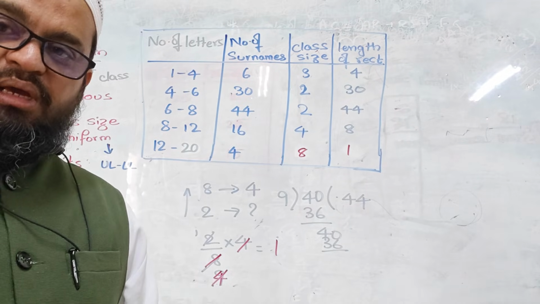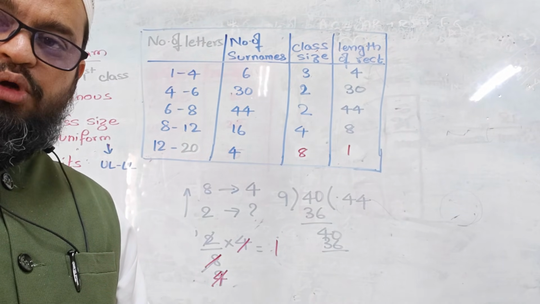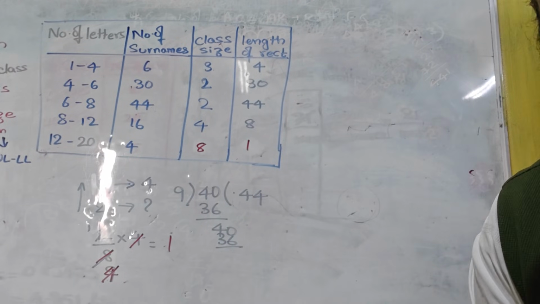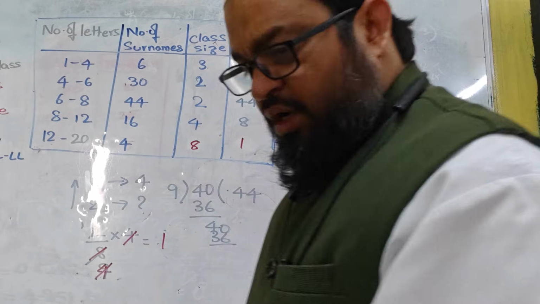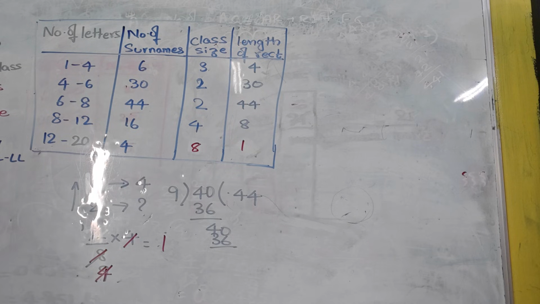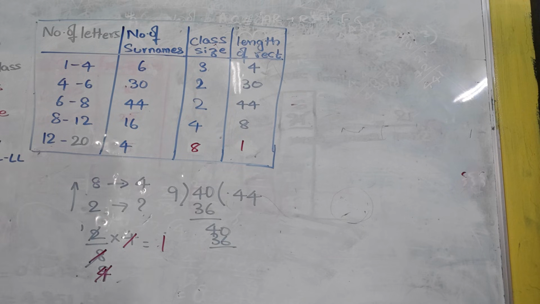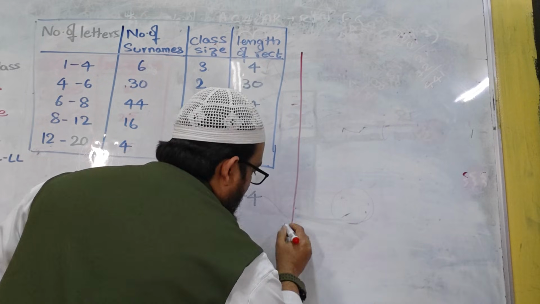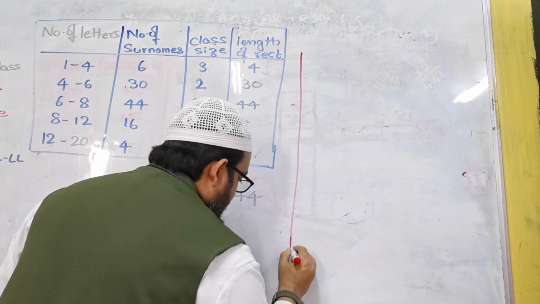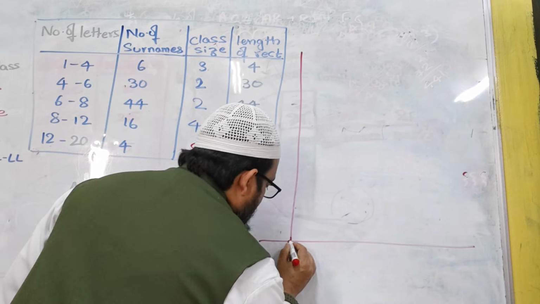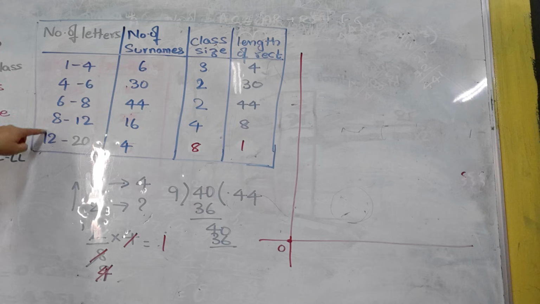So now let me erase and draw the graph for you, or let me check whether I have place here. Yeah, I think this place is enough to draw the graph. You have to take the lower limits: 1, 4, 6, 8, 12. They are multiples of 2, so let me go with 2. Since it is a histogram, I can start with 0.